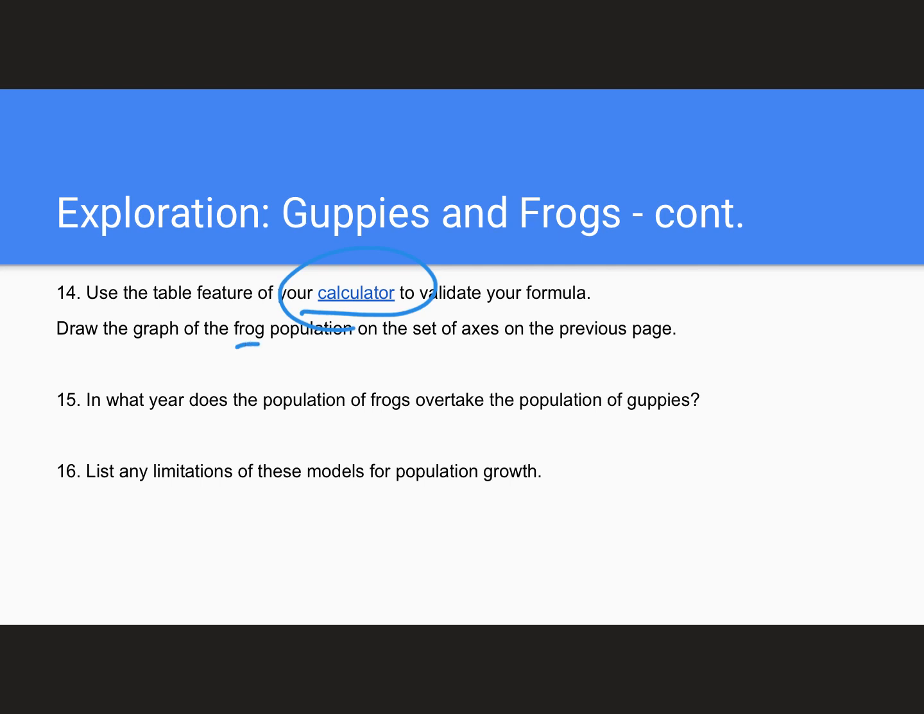Draw the graph of the frog population on the set of axes that you already have. In what year does the population of frogs overtake the population of guppies? Remember, our guppies started at 300. Our frogs started at 160. Then I want you to list any limitations on these models. Are there any actual limits on these models?